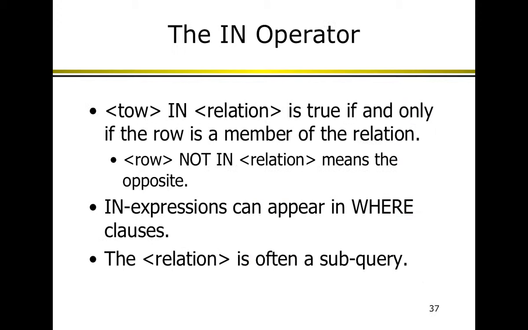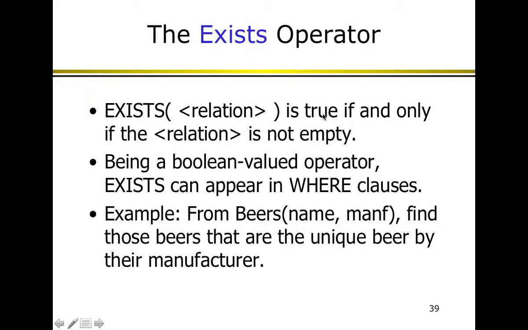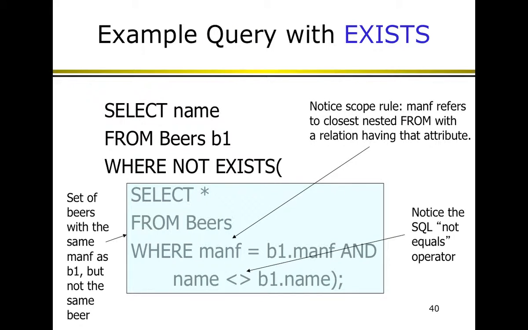So exists, whoops, wrong direction. Exists is true if and only if the relation is not empty, meaning there exists at least one. Being a Boolean value operator, exists can appear in the where clause. So from beers that has name and manufacturer, find those beers that are the unique beer by their manufacturer. So here we have select star from beers where the manufacturer is equal to b1.manufacturer and name doesn't equal b1.name.